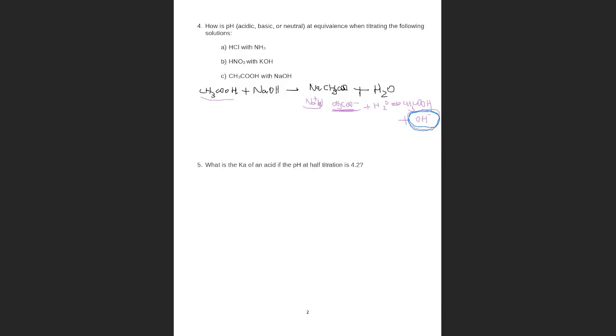What is the Ka of an acid if the pH at half titration is 4.2? That is what you are going to do in your report. You know that the pH at the half titration equals the pKa, yes, thank you, exactly. So Ka is going to be 10 raised to the minus 4.2. And that's okay, I obtained 6.3 times 10 to the minus 5. Any questions before we go to the report and make sure you are ready to complete your report?